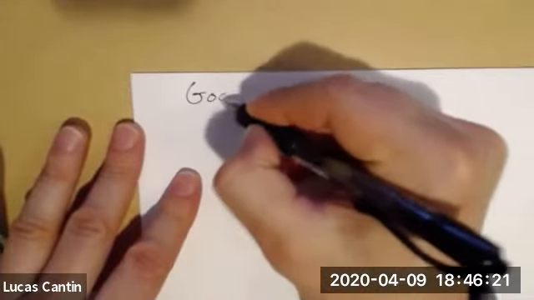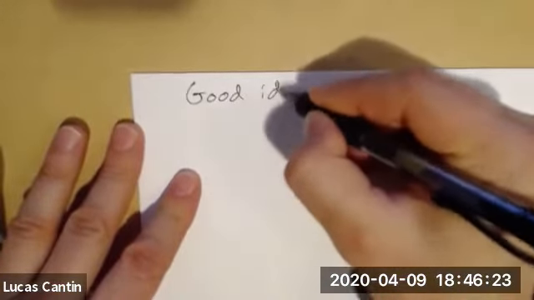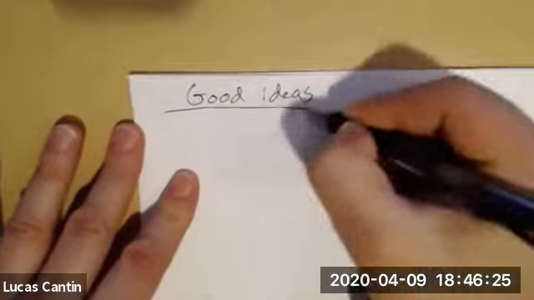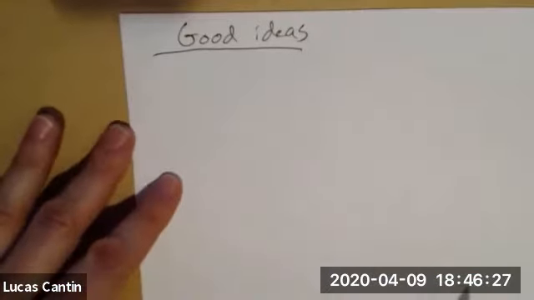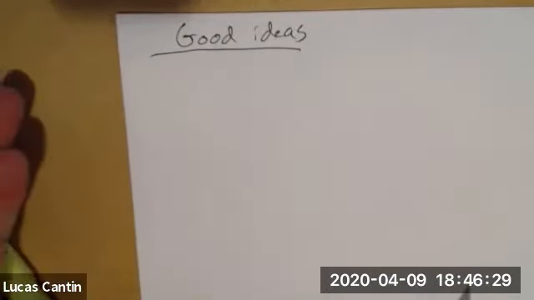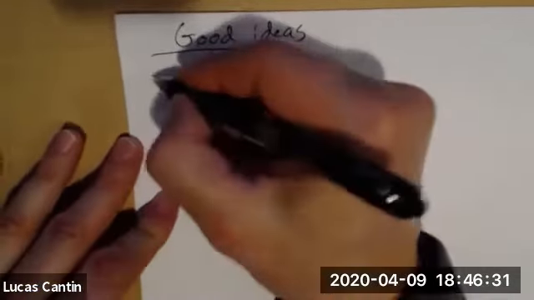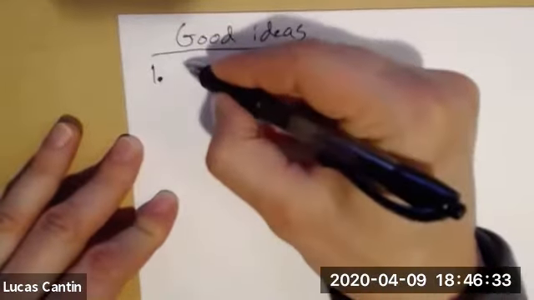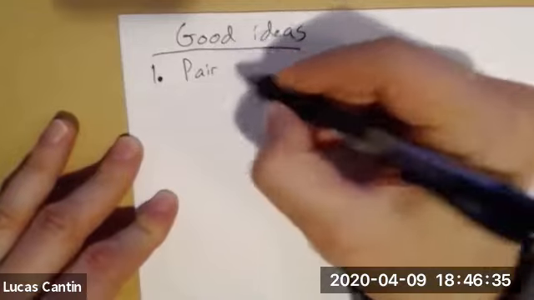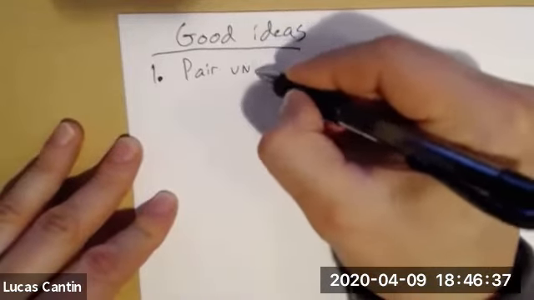So I want to talk about some good ideas for Lewis structures. And then we'll go through some steps for doing Lewis structures. So a good idea is you should pair unbonded electrons.